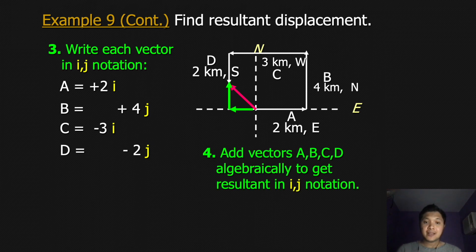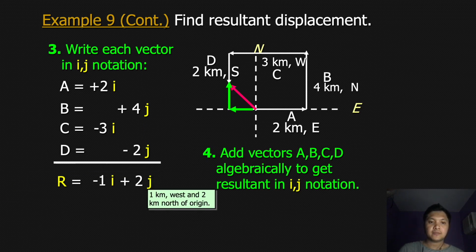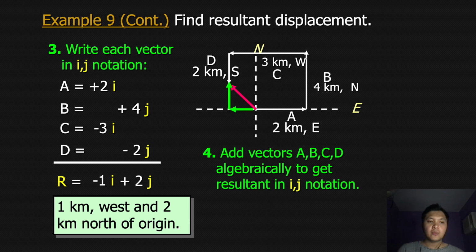Now add the vectors a, b, c, and d algebraically to get the resultant in ij notation. So we just simply add. Positive 2i and negative 3i is negative 1i. Then positive 4j and negative 2j is equivalent to positive 2j. Now that is 1 kilometer west and 2 kilometers north of the origin. So this is the ij notation.